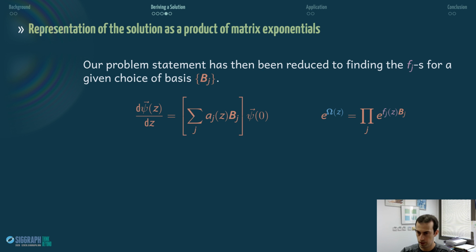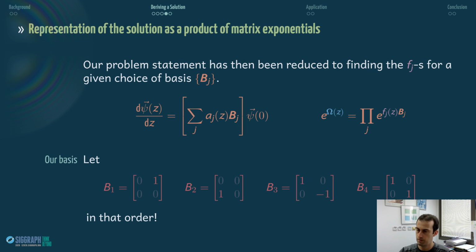Okay, our original ODE is on the left, and on the right we have the solution, omega in blue, and its representation as a product of matrix exponentials. Let's choose the following four-element basis in that particular order. Surprisingly, order does matter, very much so, because Wei and Norman's construction is actually sensitive to the order of the basis. Change in order will produce an equivalent but different analytic representation for our scalar functions f.